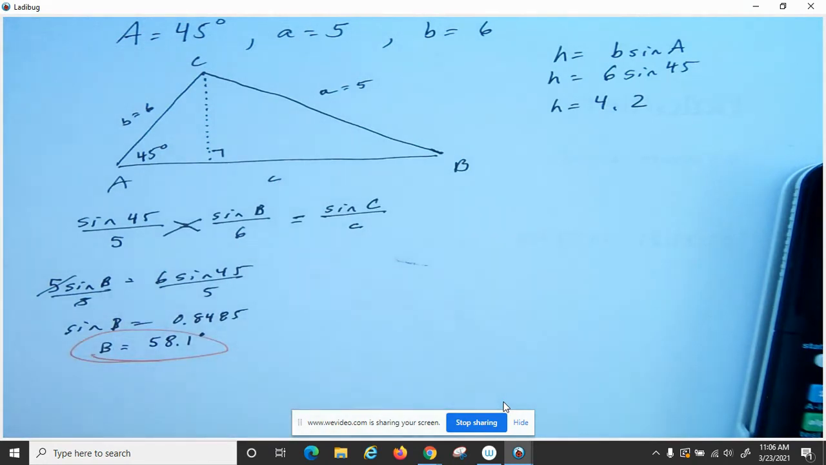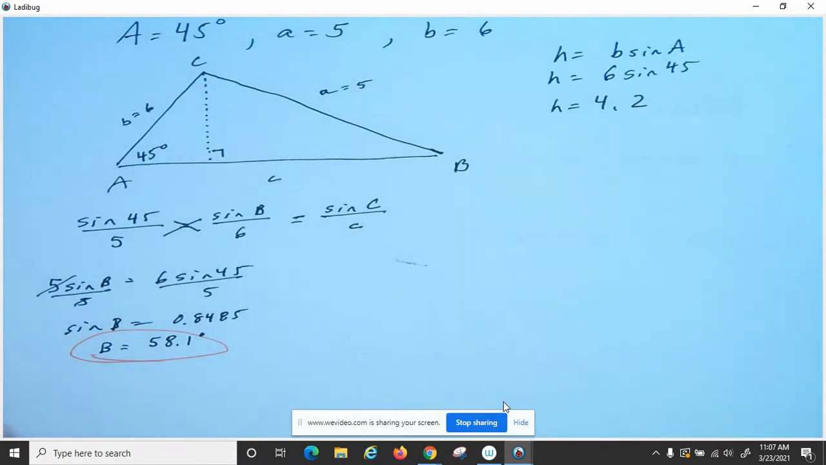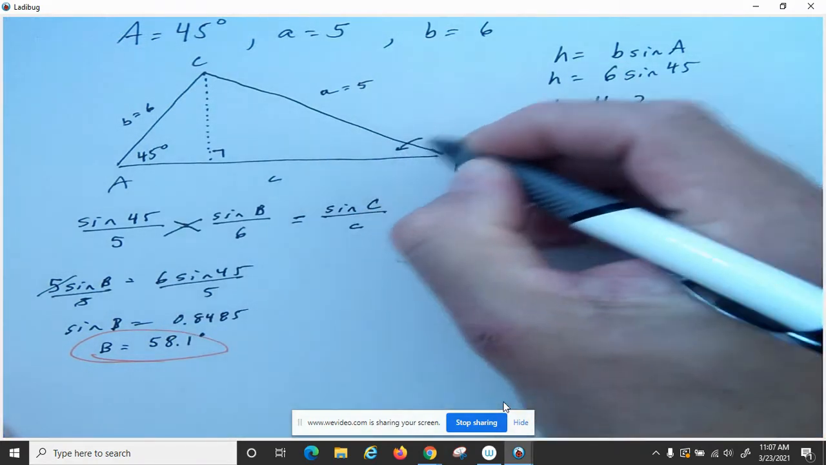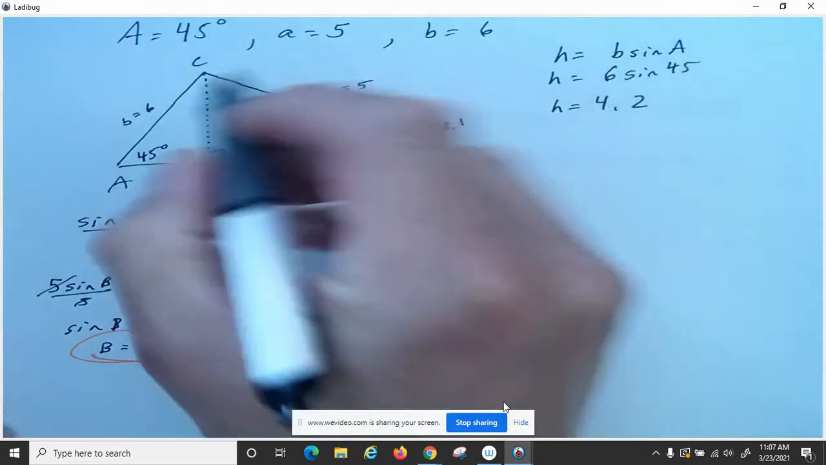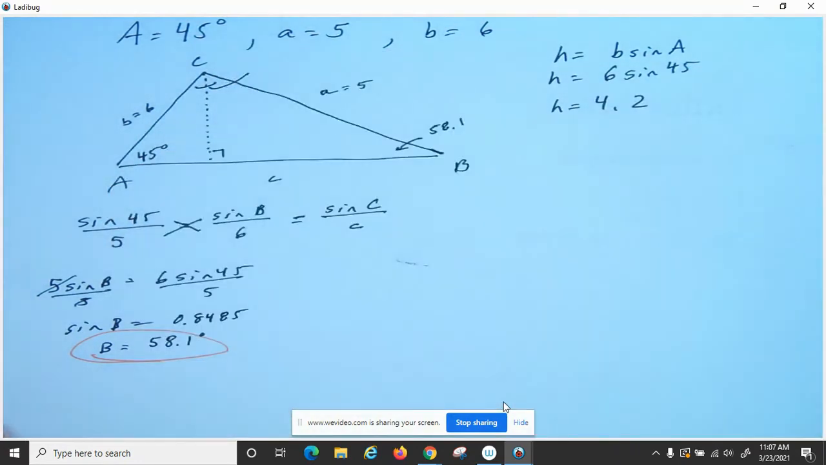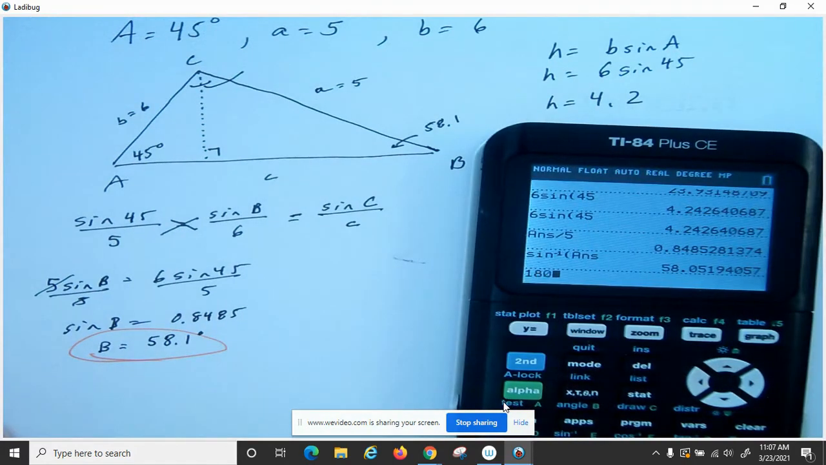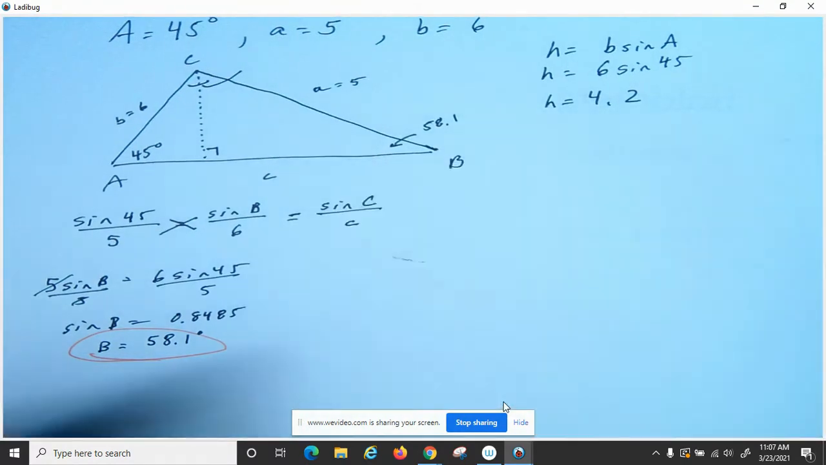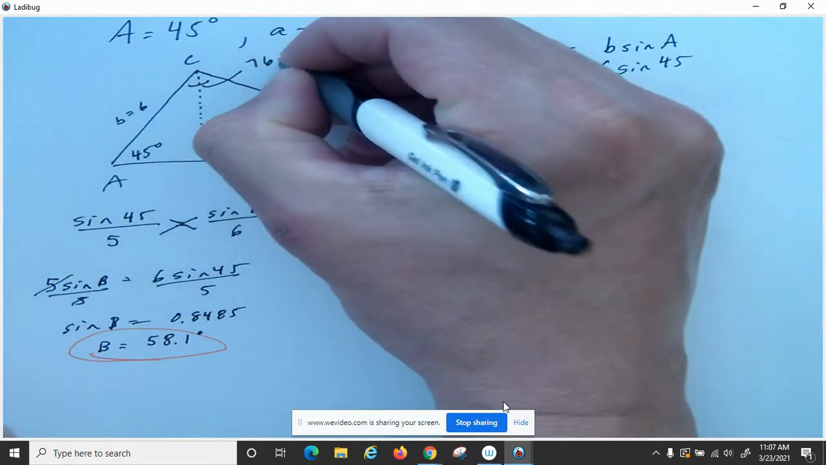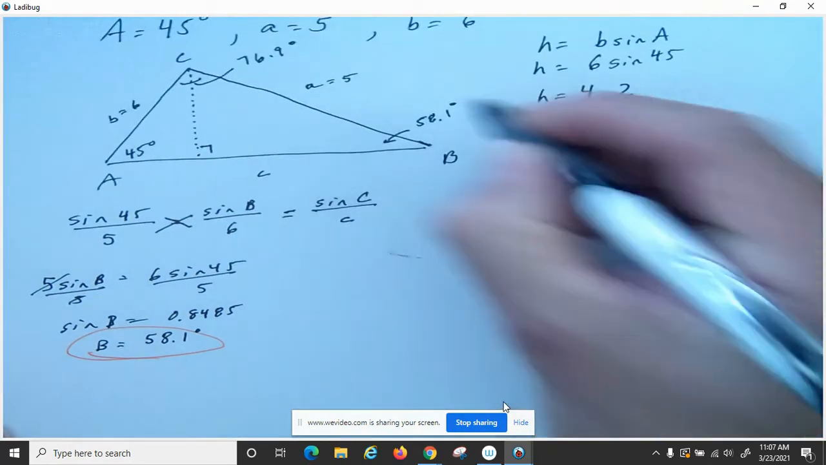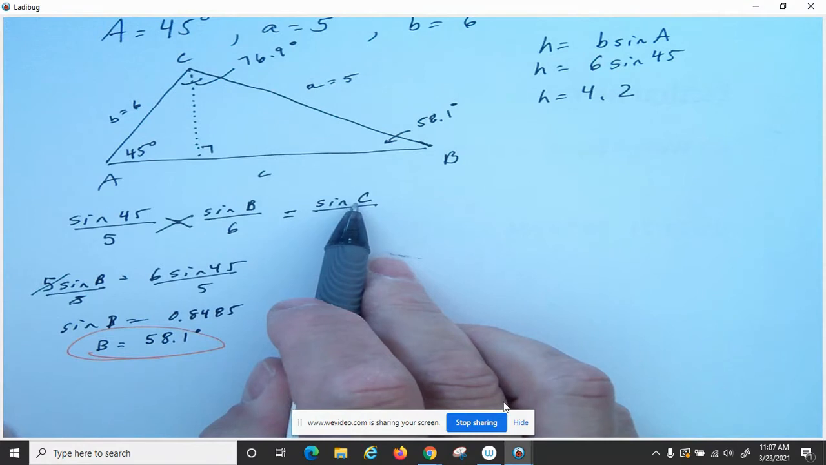Now remember, we know there's two triangles, and I'm looking to solve triangle number 1. So all the information I'm doing right here goes with triangle number 1. So I know this is equal to 58.1 degrees. I can find angle C now. Angle C is going to be equal to 180 minus 45 minus 58.1, and that will be 76.9 degrees. I can fill that part in right here now.